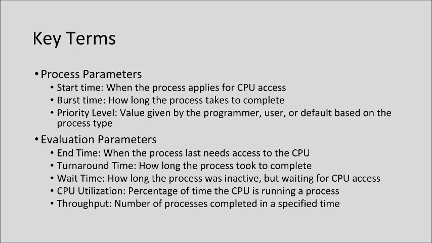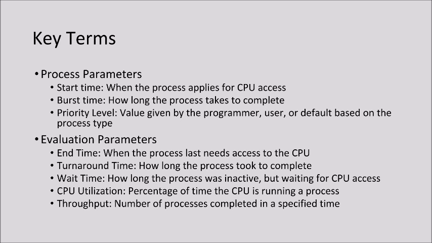If you're doing a first in, first out type of scheduling, the start time is obviously pretty important. You want to know which processes applied for CPU time first, and those are the next processes to go. The burst time is how long it takes for the process to complete. This is important in, say, a shortest job algorithm, where the process that takes the least amount of time is going to be scheduled first. So burst time is important for the CPU to know how long this process is going to take.